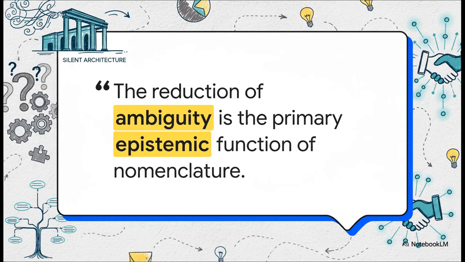And this quote just nails it. The epistemic function part, that's just a fancy way of saying its job is related to knowledge. So the entire point, the whole mission of a naming system is to cut through that static, to get rid of the fuzziness so we can actually build knowledge together on solid ground.